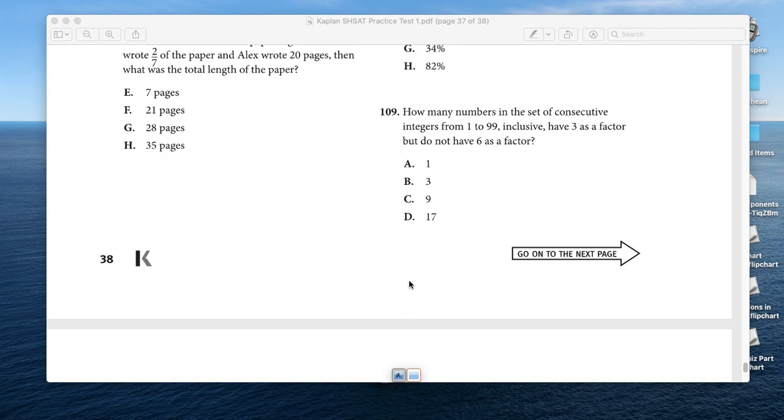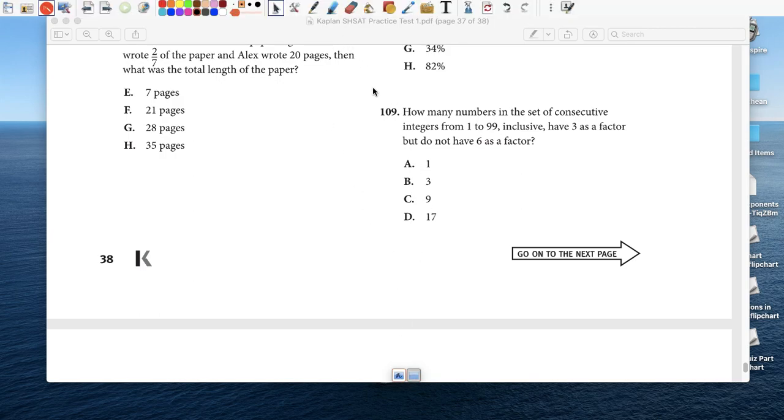So, let's see if we can find a pattern here. So we have 1, 2, 3, 4, 5, 6. I'm going to write a few down. 7, 8, 9, 10, 11, 12. And what do we want? From 1 to 99.